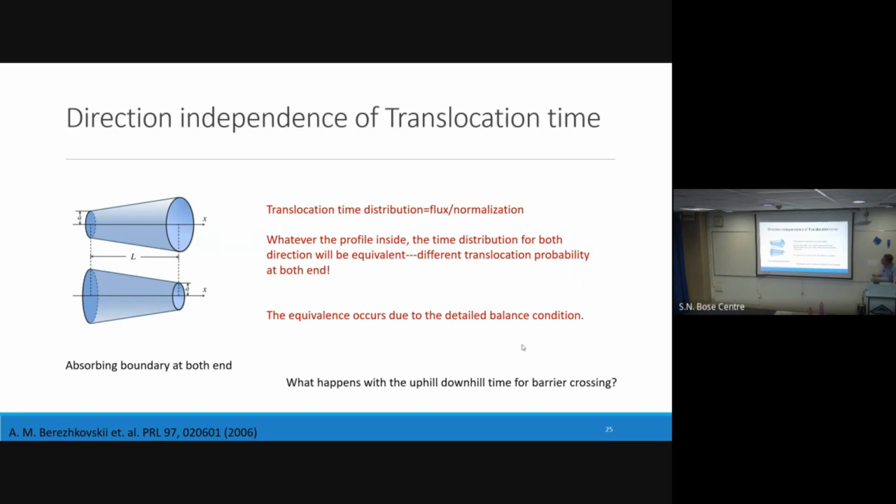which is another time, used as a translocation time, for the passage of a particle through a channel or a tube. Okay, so you start from the left and go right, or you can start from the right and go to the left.